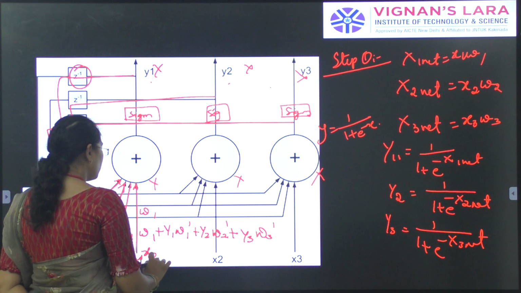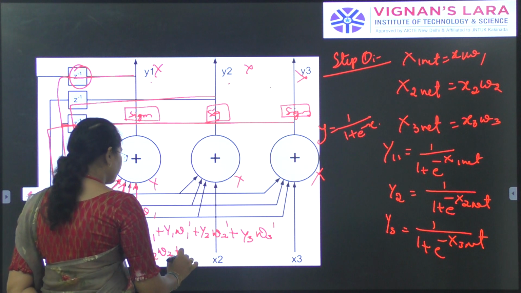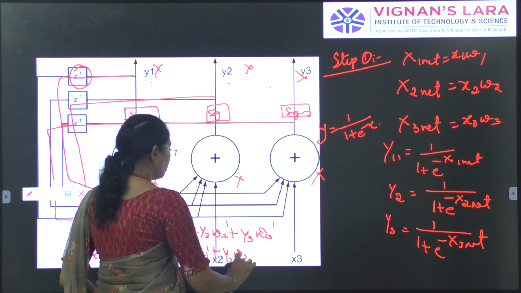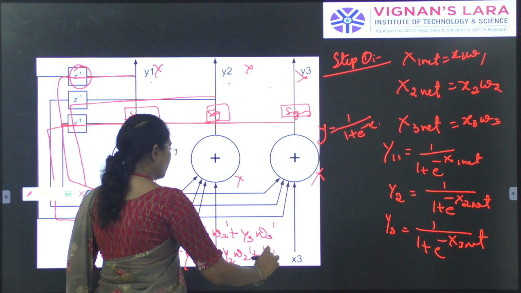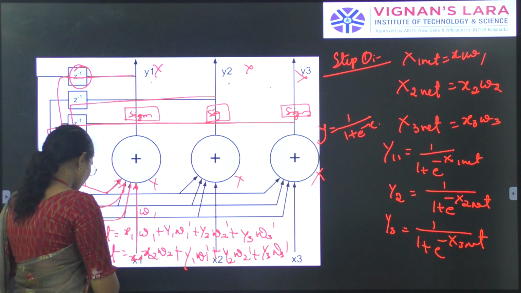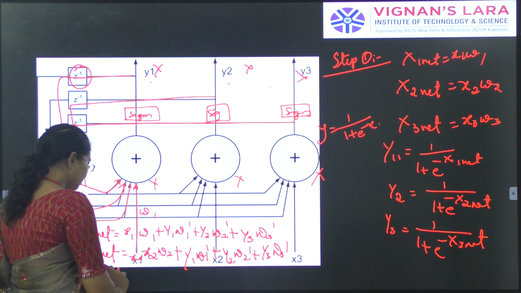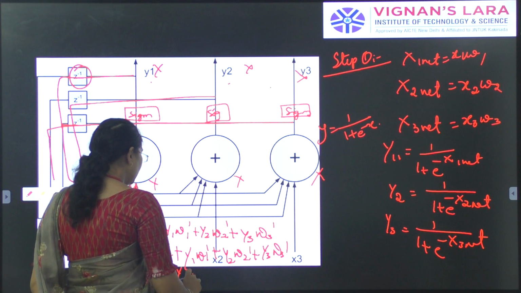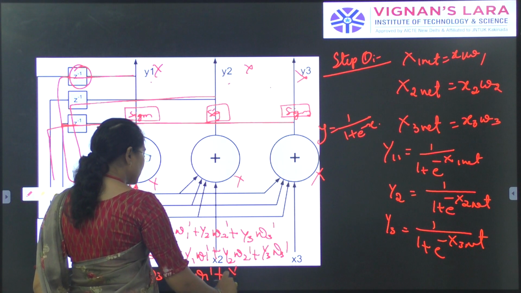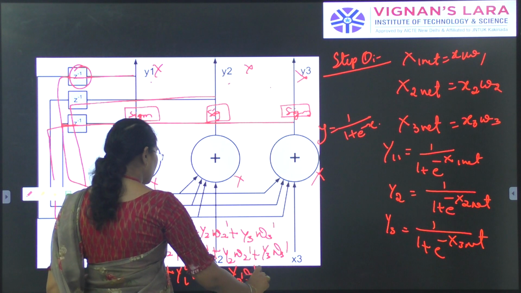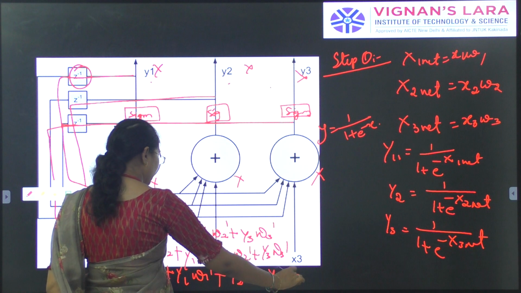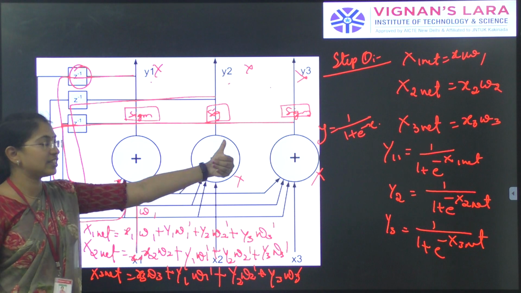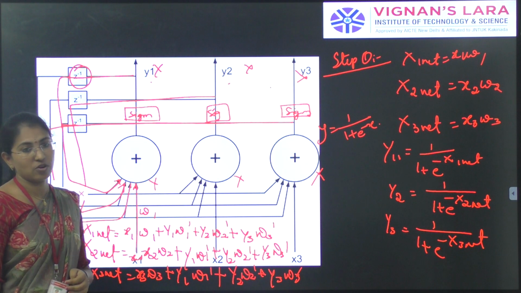You will get x2 w2 plus y1 w1 dash plus y2 w2 dash plus y3 w3 dash. Then you will get x3 net: x3 w3 plus y1 w1 dash plus y2 w2 dash plus y3 w3 dash. These are the three inputs, x1 net, x2 net and x3 net, after applying the recursion process.